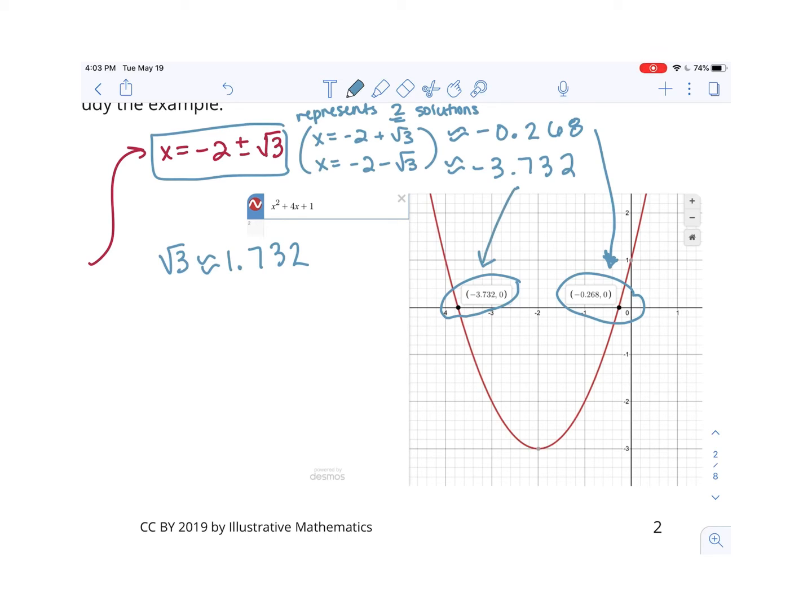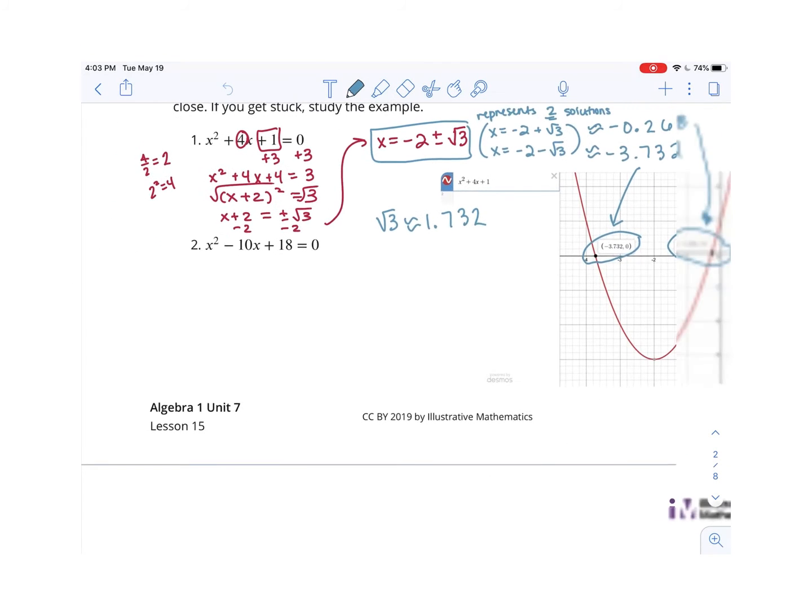So that's how we would verify that our exact solution that we leave in radical form matches our approximate solution if we were to solve by graphing. So we can see that they are the same thing. One is just exact and one is an approximation. Okay, why don't you take a minute to try number 2, and then you can check your answers.